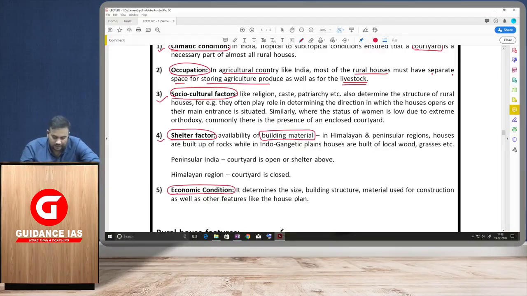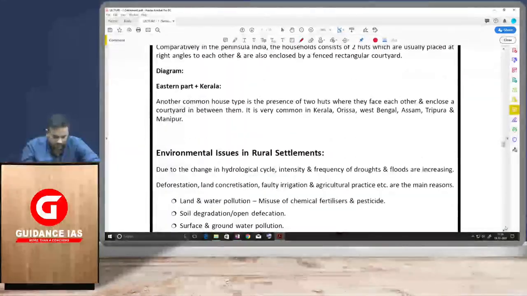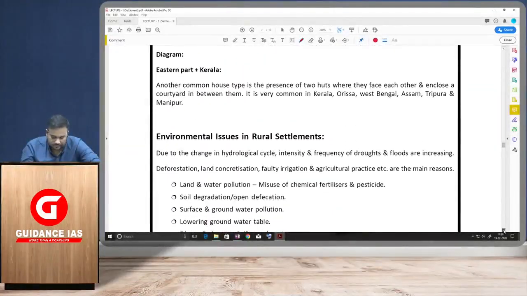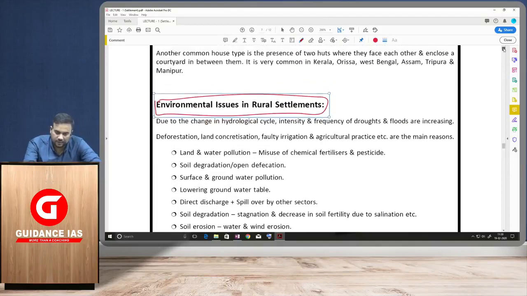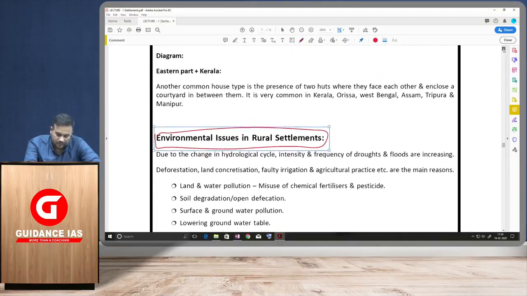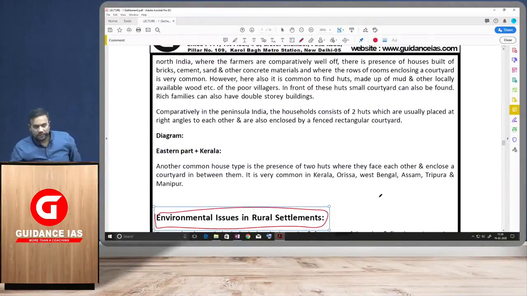So this is basically the case of rural India. Then another topic, environmental issues in rural settlements. Without looking into the material, तुरंत उसको बंद कर देते हैं and we'll just brainstorm what would be the environmental issues in the rural settlements in India. I'll give you 2 minutes. Think.